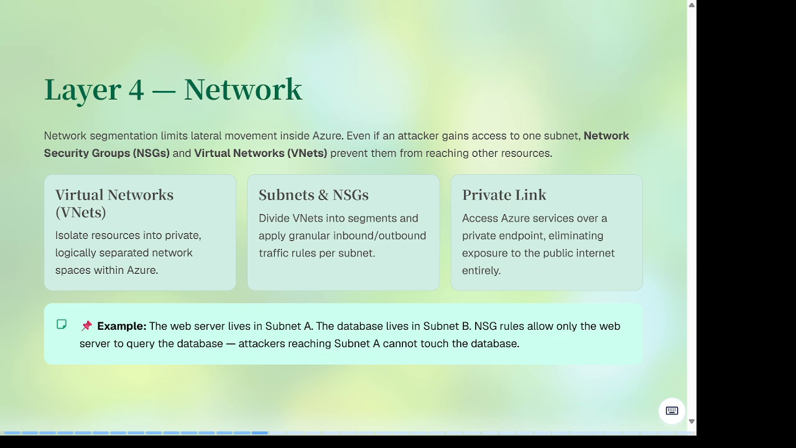So here: VNet, network isolation; subnets plus NSGs, traffic control rules; Private Link, private access to services. The goal is to prevent lateral movement. If you see a question about securing communication between resources, this means the network security layer.